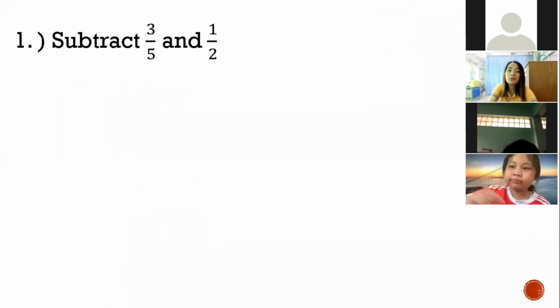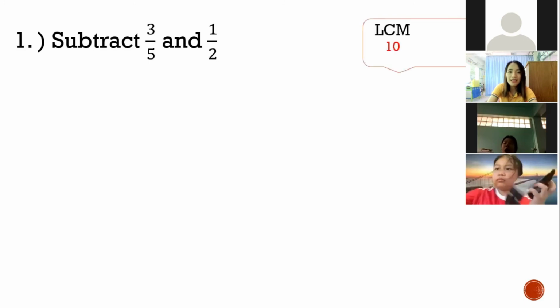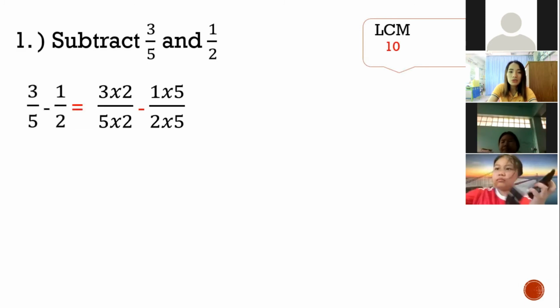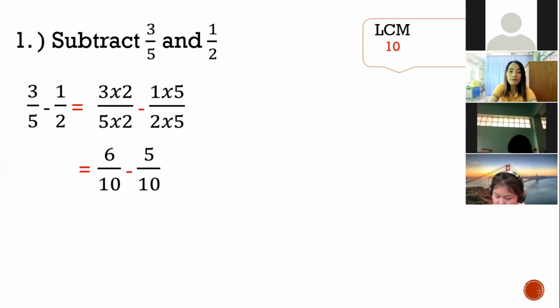Let's go to the example of subtraction of fractions. Subtract 3 over 5 and 1 over 2. The first step again is to get the LCM of 5 and 2, which is 10. Next, we will write the method as 3 times 2 over 5 times 2 minus 1 times 5 over 2 times 5. 3 times 2 equals 6. How about 1 times 5? 5. Very good. We will answer as 6 over 10 minus 5 over 10. 6 minus 5 equals? What's the answer? 1 over 10. Very good. Our difference is 1 over 10.